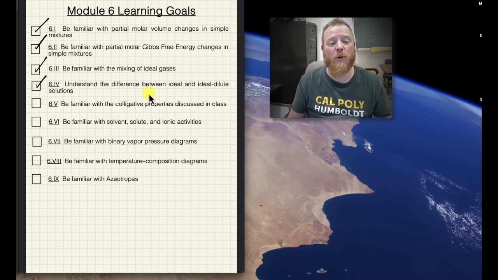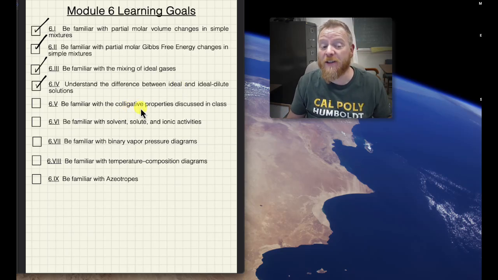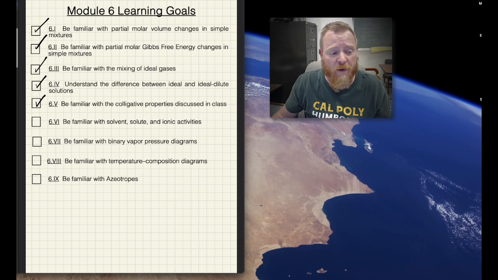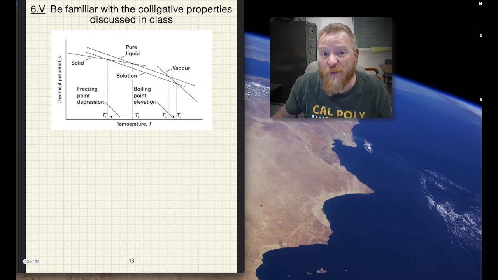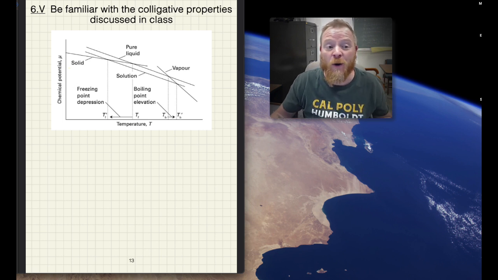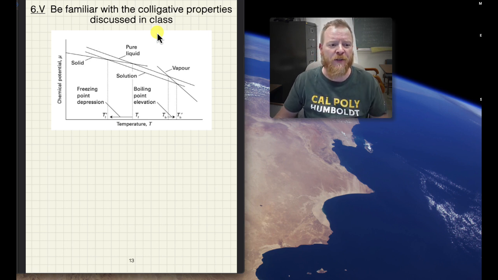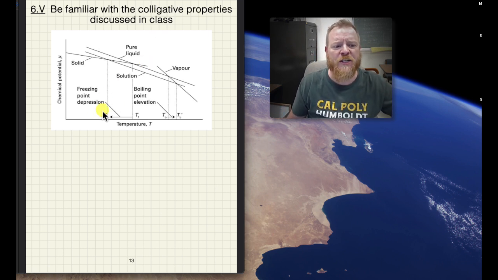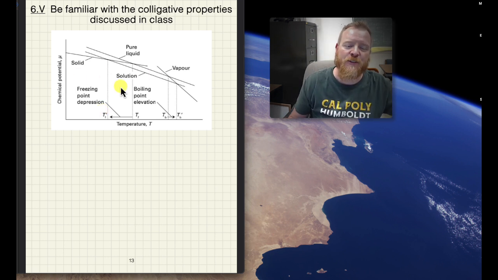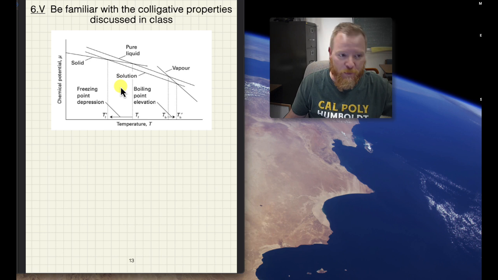Okay, folks, moving on to our next learning goal, we're going to discuss the colligative properties, which you've done in general chemistry. So I'm only going to touch on a few of these, namely freezing point depression and boiling point elevation. But we should also note that osmotic pressure or osmosis is another really important colligative property. But as I said, I only wanted to draw our attention to freezing point depression and boiling point elevation as it connects to what we've been discussing in phase equilibria.